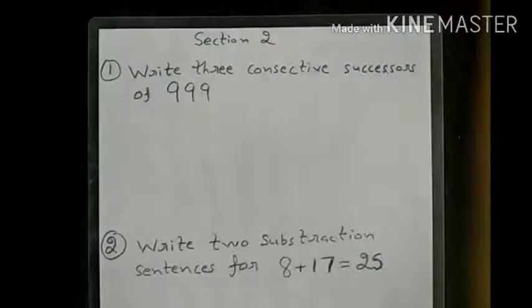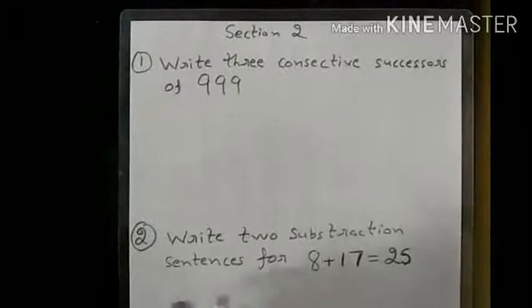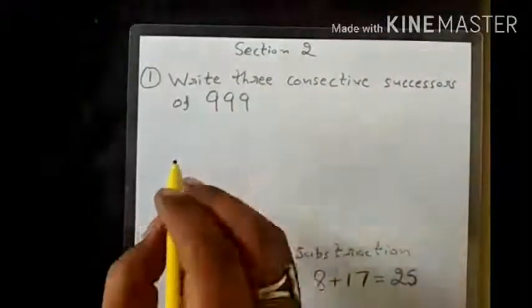Now we are going to solve section number 2. Now the first question is, write 3 consecutive successors of 999. Now we know what consecutive successors are. Firstly, successors are the numbers which are on the right hand side on the number line of the given integer or whole number. So, in order to find numerically the value of the successor, we will have to add 1 to the given number. So, firstly, I will find the first successor of 999.